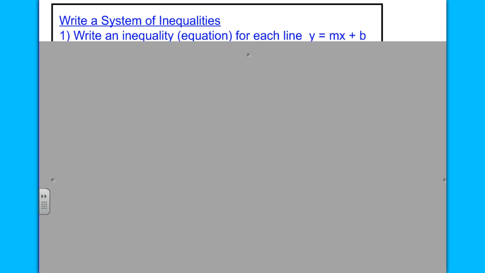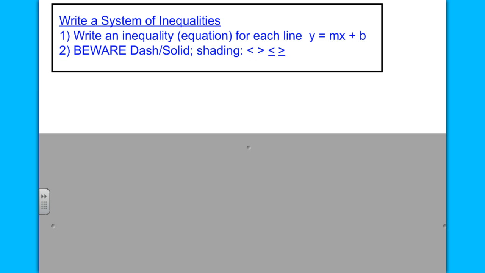Actually, I should have probably put this in 3 steps. Write an equation for the line, and then test a point to write the inequality, right? And then finally, don't forget dash or solid.